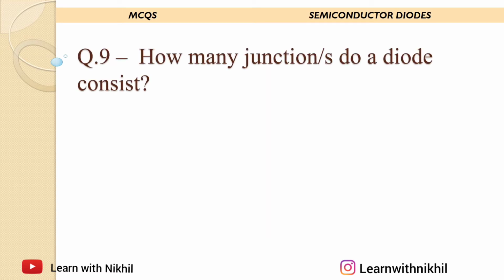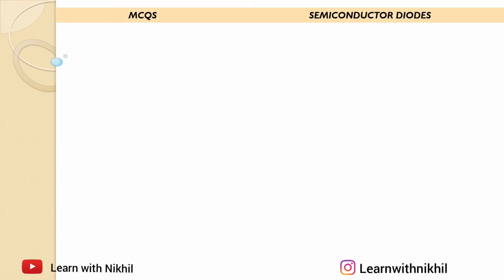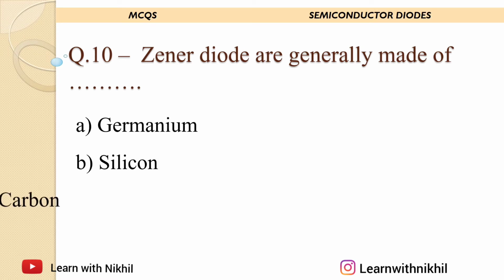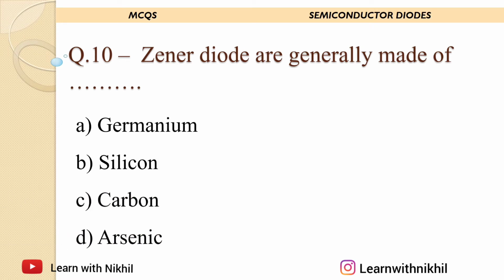How many junctions do a diode consist? 0, 1, 2 or 3. As you know, the answer is 1. It is a 1 PN junction. Zener diodes are generally made up of germanium, silicon, carbon or arsenic. And the answer is silicon.